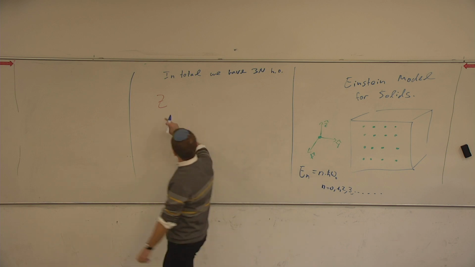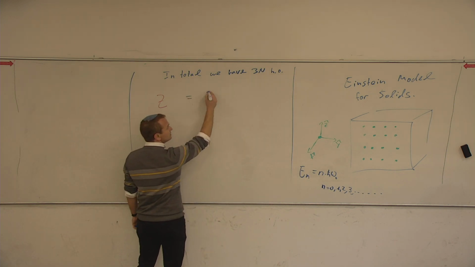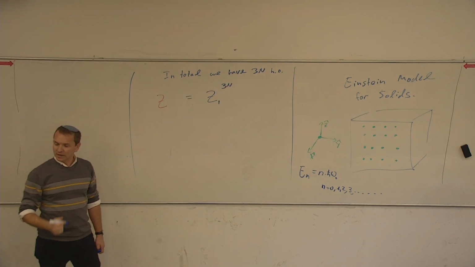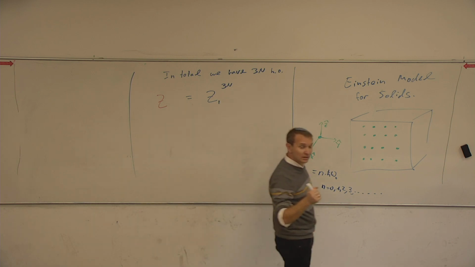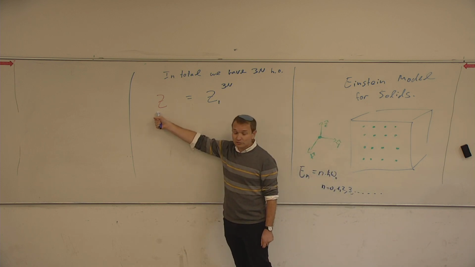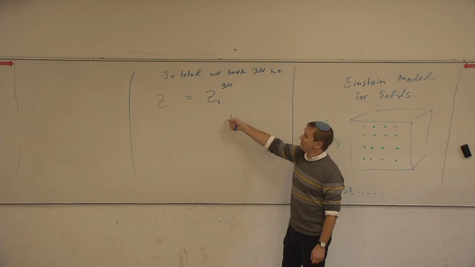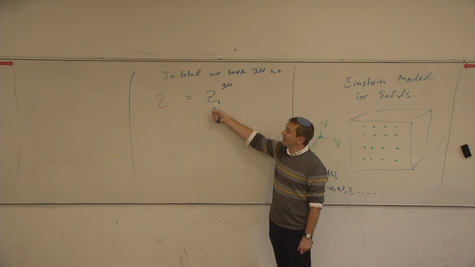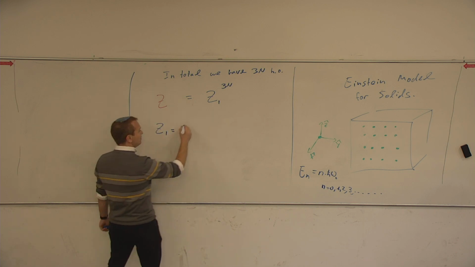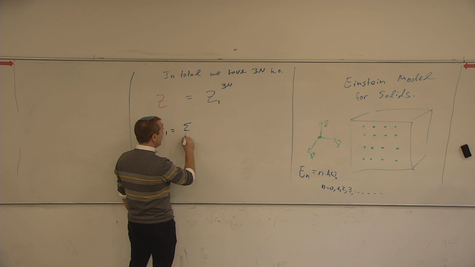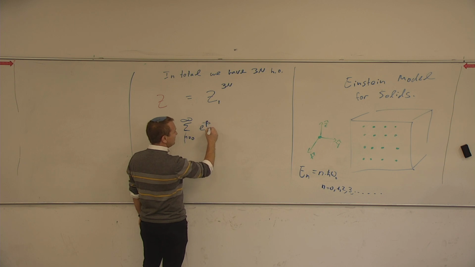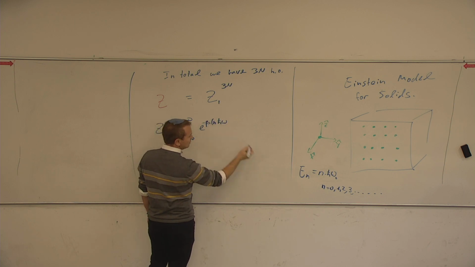So what is this Z function? It is Z1 to the power of 3N. Because I told you the additivity holds, and because the particles are independent, factorization also holds, so I can represent the total canonical partition function by means of multiplication of the partition function of a single particle. What is this Z1? It's a sum over n, where n goes from 0 to infinity, of e to the power minus beta n h bar omega. And we're using here 0.